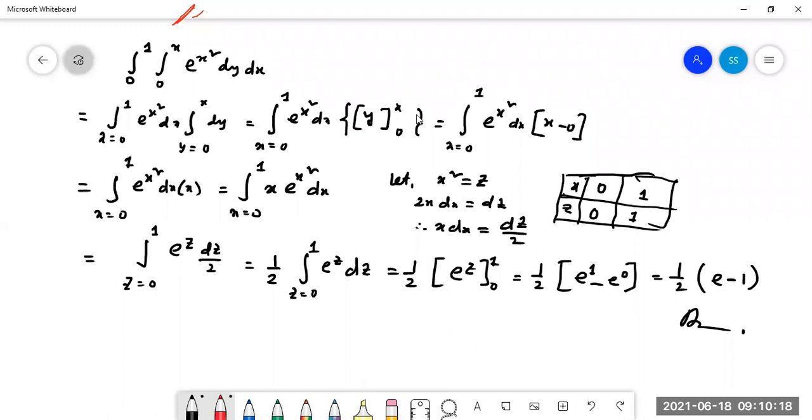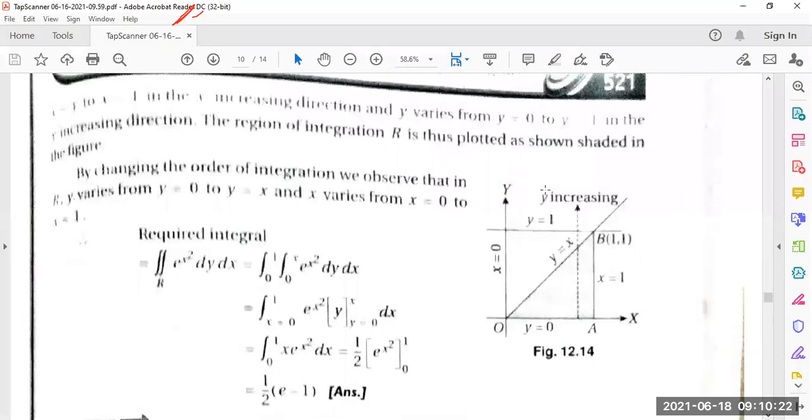Look at here. Here we are changing that y varies from 0 to x, no? Here for 0 to x. So x varies from 0 to 1. Look at here. Here the cutting point is 1, 1. So x varies from 0 to 1. And y also varies from 0 to 1.